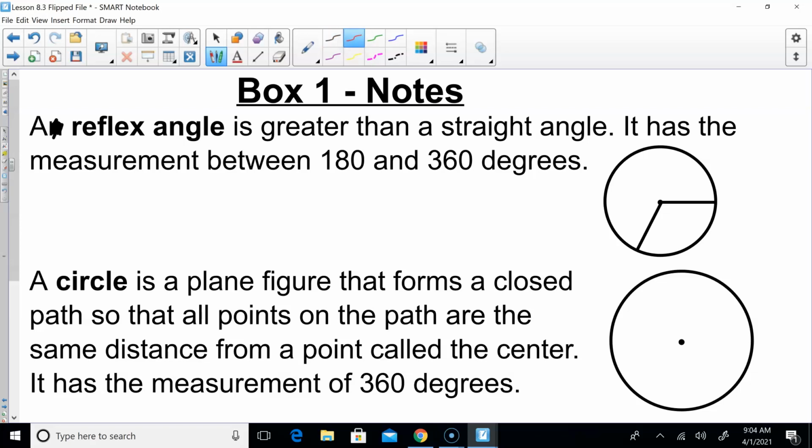So think about this one. This would be if we start right here on the line. So it's this angle that starts right here and goes all the way right here is 180 and continues on past it. This part right here would be my reflex angle.